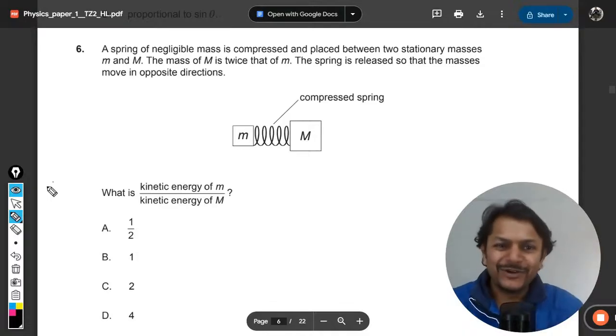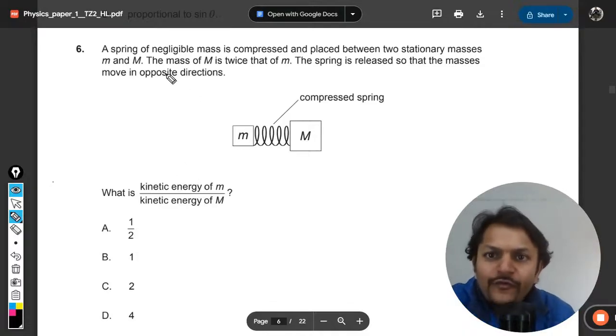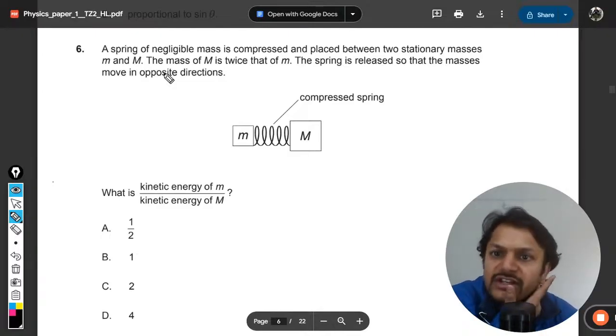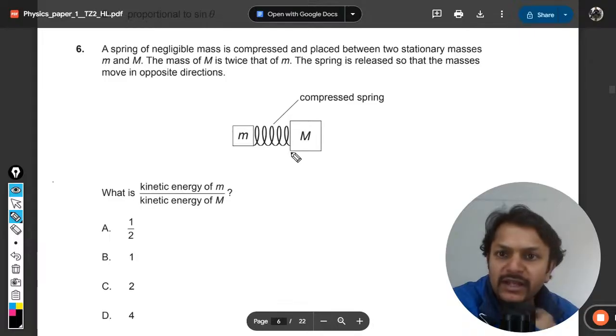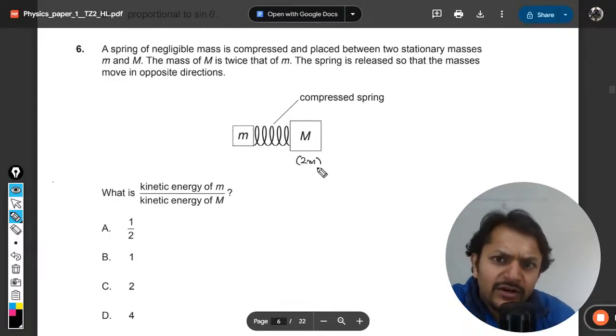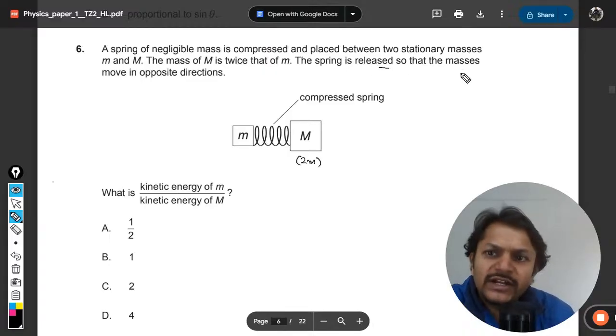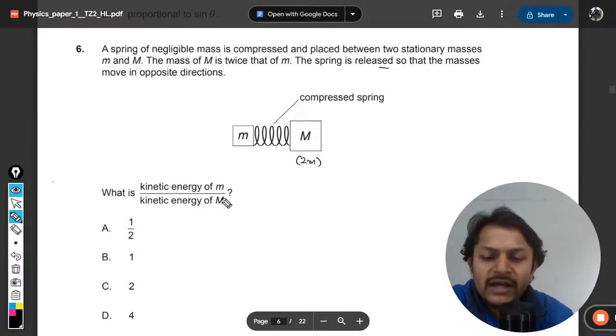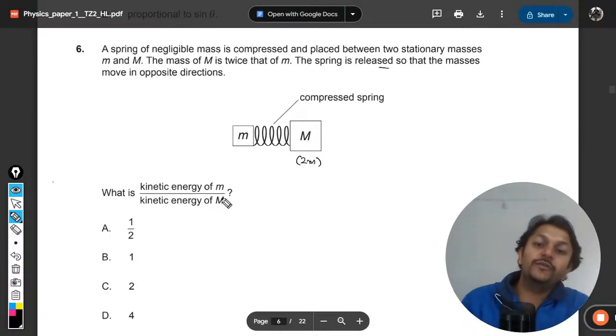Okay, dear student, let us see what is there in this question. A spring of negligible mass is compressed and placed between two stationary masses. One is small m, another is capital M. The mass capital M is twice of that. So that is already given here. The spring is released so that the masses move in opposite directions. What is the kinetic energy of mass small m divided by the kinetic energy of capital M?